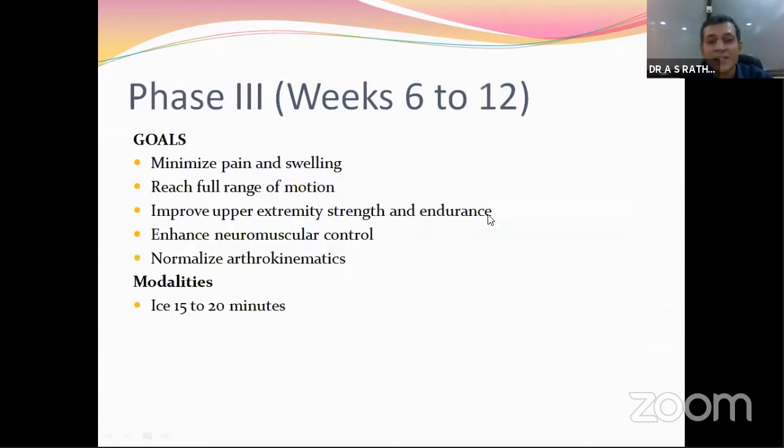And in phase 3, which is from week 6 to 12, our goals are to check the pain and swelling, increase range of motion of the joint, and improve upper extremity strength and endurance. Here we are adding endurance also, and we have to enhance neuromuscular control and also check the orthokinematics of the joint.